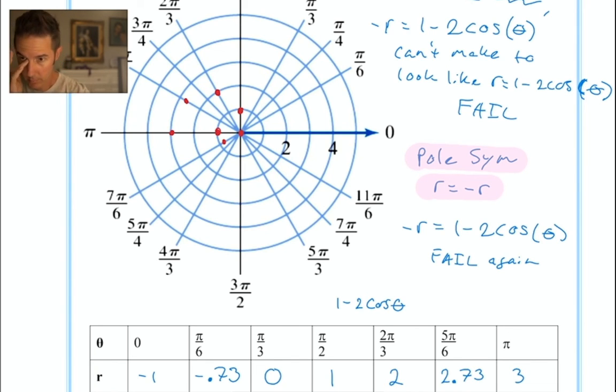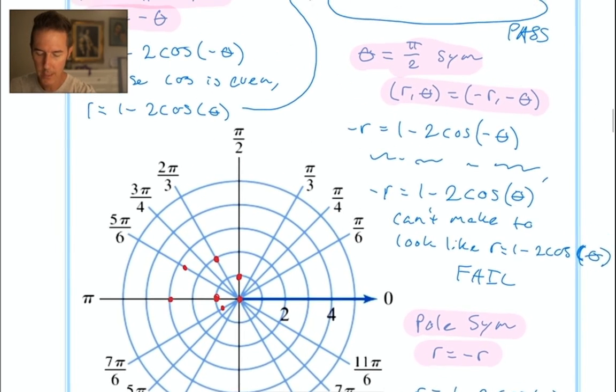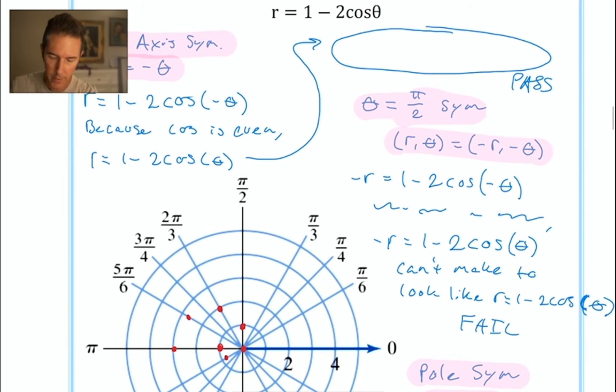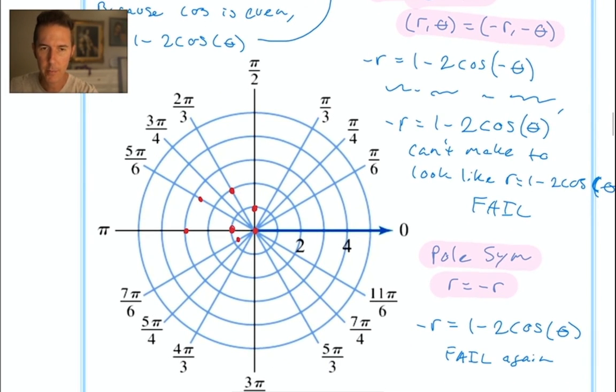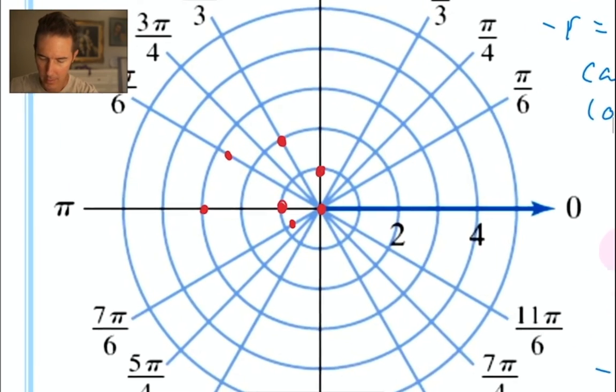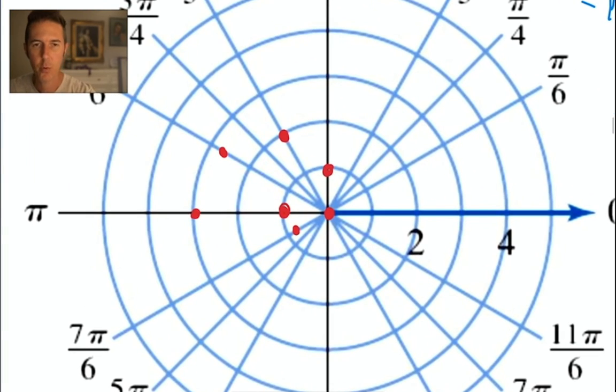And the next thing I'm going to do is use the fact that I know that our graph passed the polar axis symmetry test. So the graph will exhibit polar axis symmetry, which means I can take each one of these points and reflect them over the horizontal axis and plot a point there also.